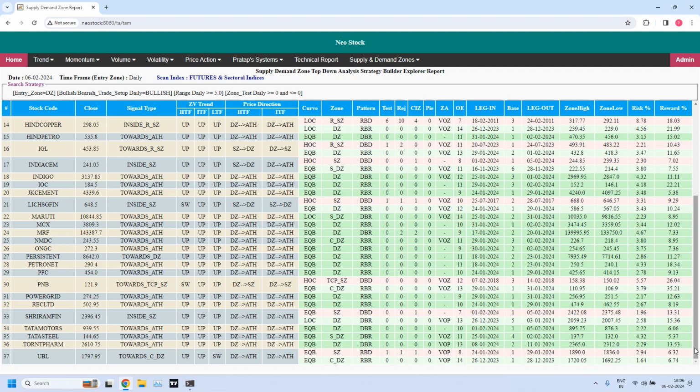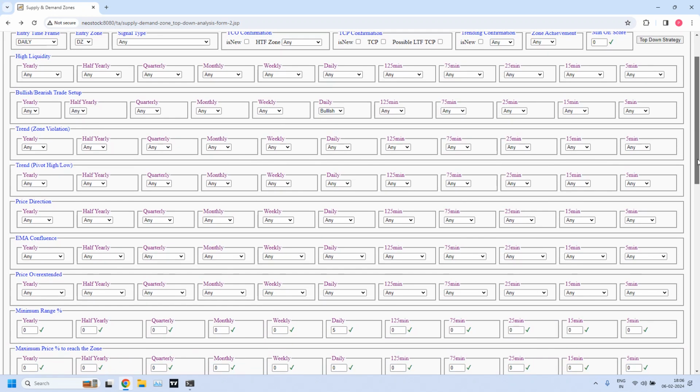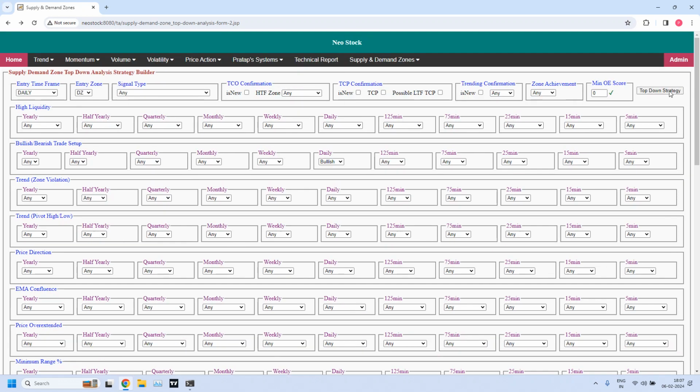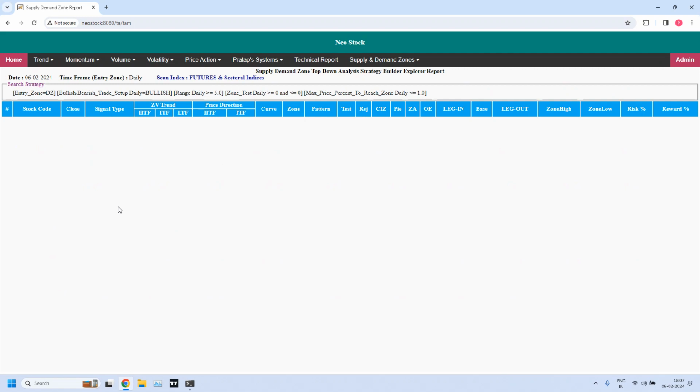Let us find the stocks near to the demand zone so that we get a chance to get the trades immediately. So how do you set it? We have a parameter in this page, the last parameter, maximum price percent to reach the zone. Here we will generate multiple reports. First, let us find stocks very close to the zone. Let us say 1% level, within 1%. And if we identify any stocks, most probably we may get a trade tomorrow itself. But you will get very few stocks. But within 1%, no stocks are there.